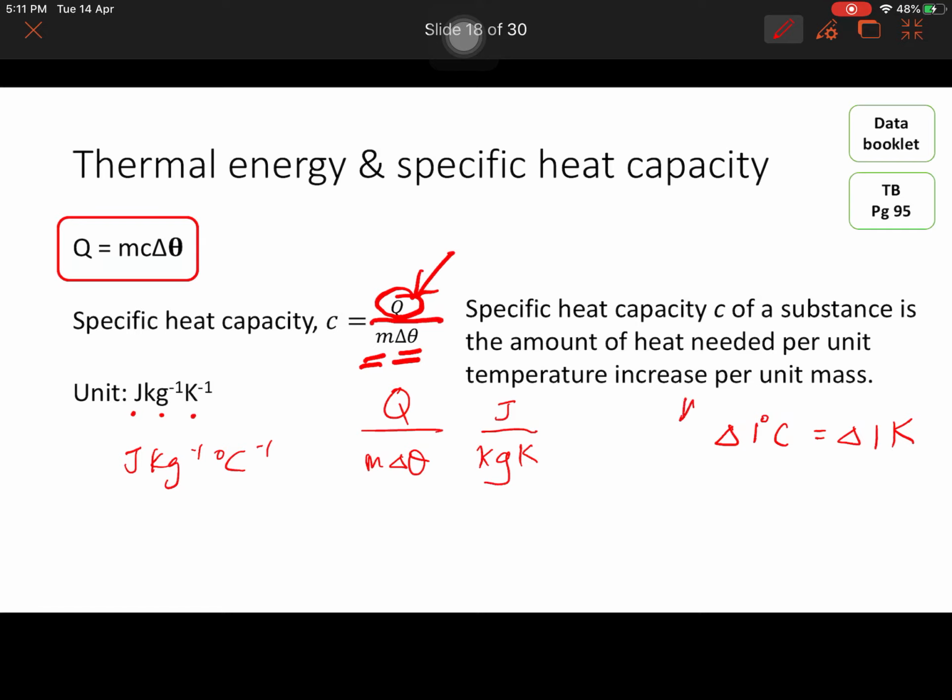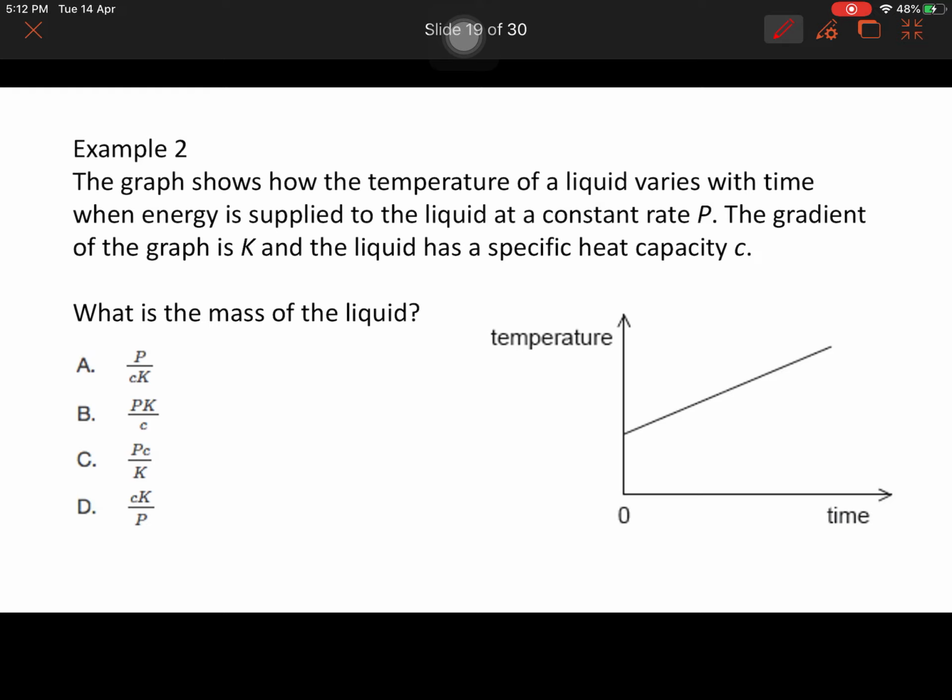So this is something very unique over here. In the first few slides, I told you that if you want to talk about temperature, you must use SI units. But for this question, because we're talking about change in temperature, there is no need for you to convert from degree Celsius to Kelvin, because the change is the same. Pause over here and try example 2.